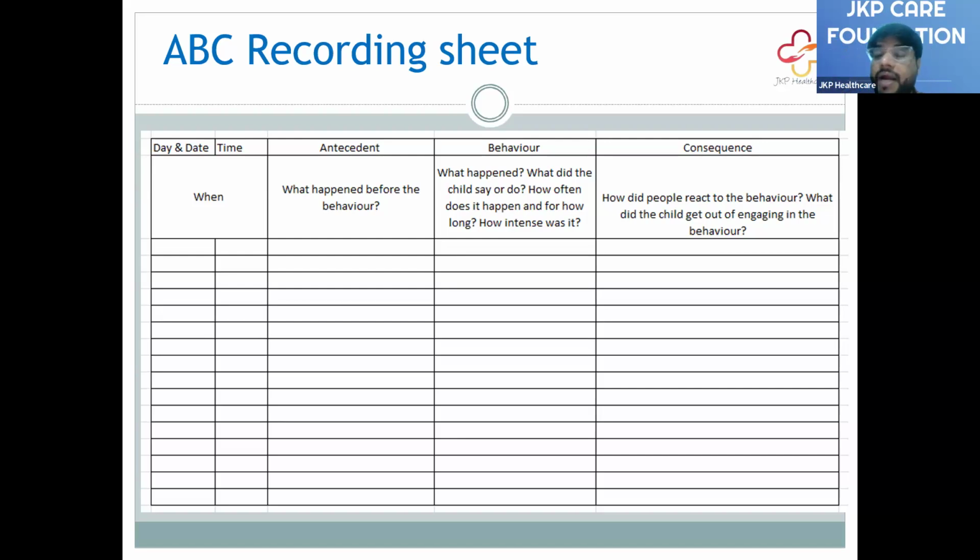Where did it happen? Where was the child? What was the environment? The child was at home, in his room, playing with toys. One day he was sleeping, again he woke up and started doing it. One day he was just watching TV, but again he showed the same behavior. So what happened before the behavior? The child had lunch at 2 o'clock.